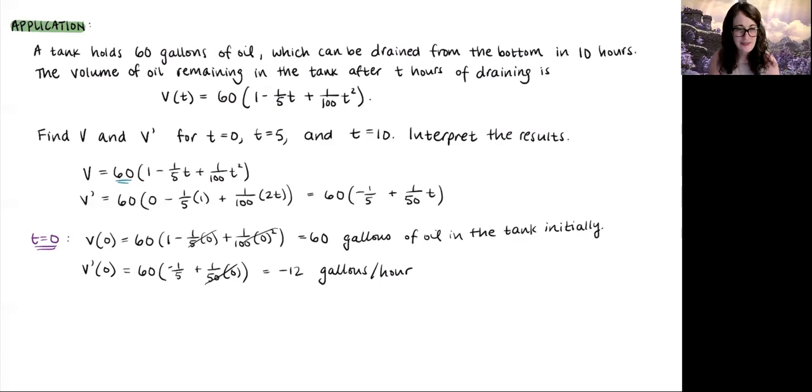Why is it negative? Well, the volume is decreasing, right? It's losing oil in the tank. So what this means is that from hour 0 to hour 1, just in that first hour, from t equals 0 to t equals 1, the tank loses about 12 gallons. It's the amount that the tank loses in that one single hour.